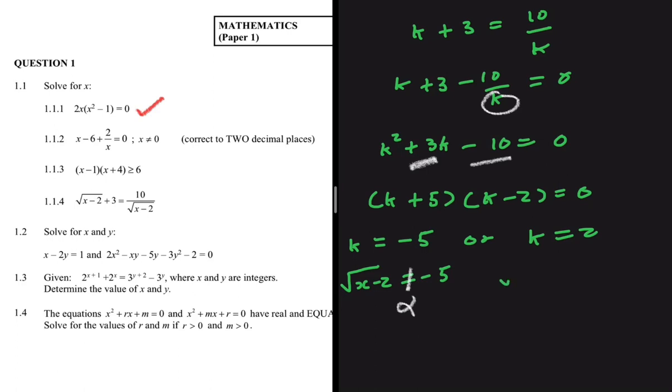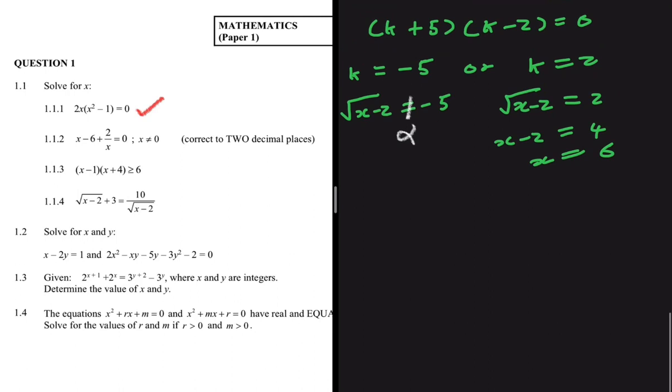On the other hand, the square root of x minus 2 can be equal to 2, no issues whatsoever. If we square both sides, we get x minus 2 is equal to 4. So x is equal to 6 if we take minus 2 to the right hand side. That is the answer to 1.1.4.